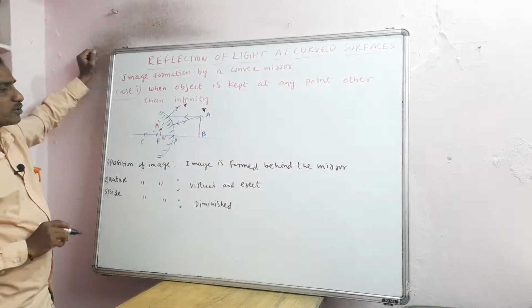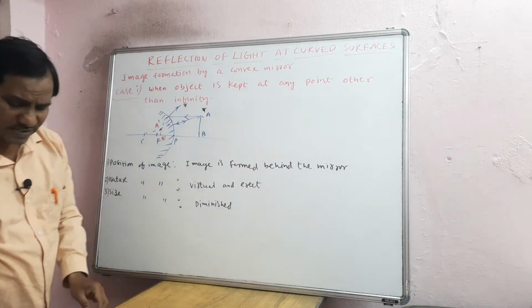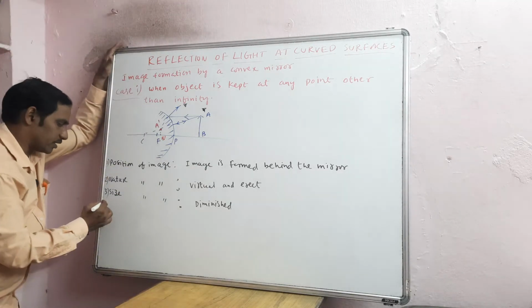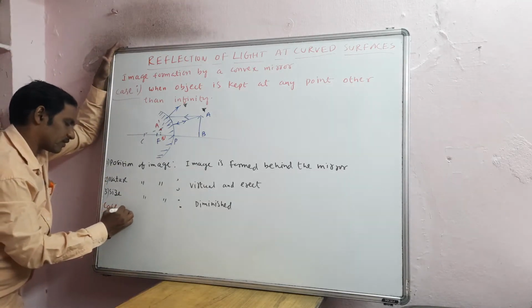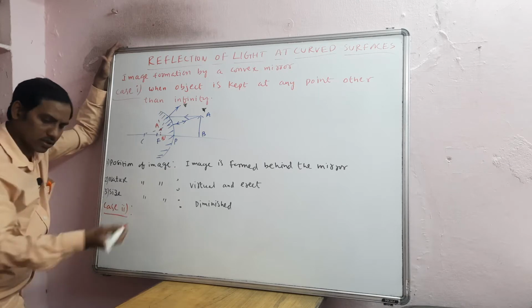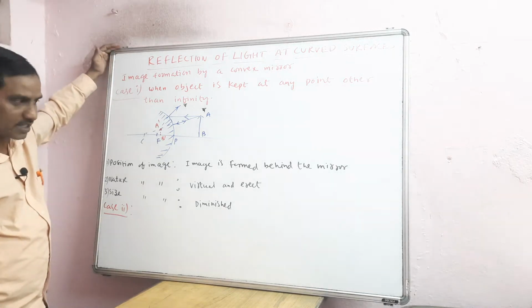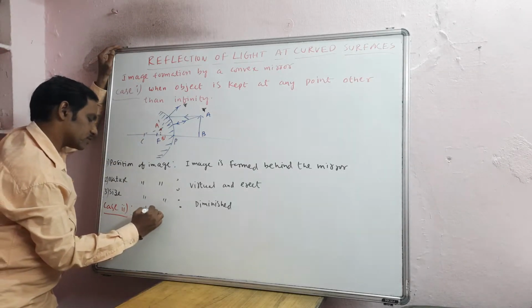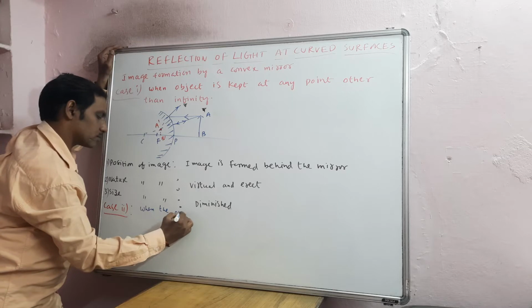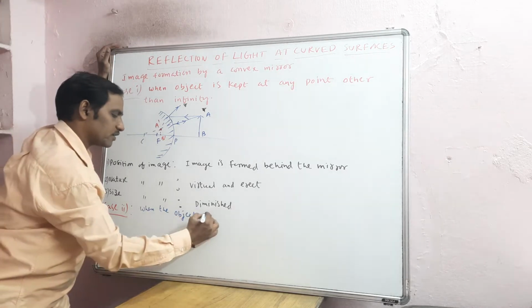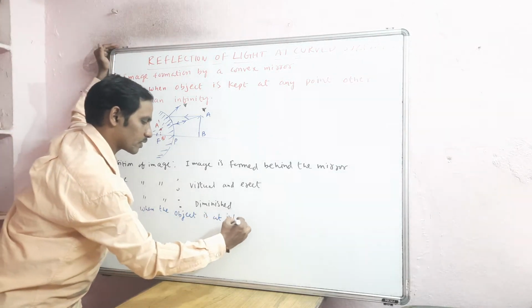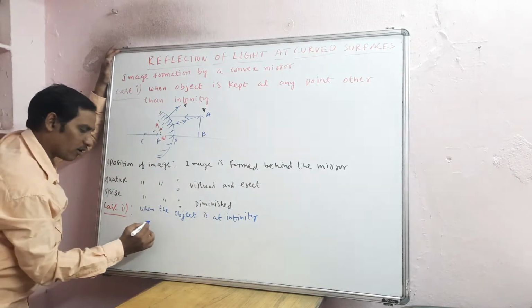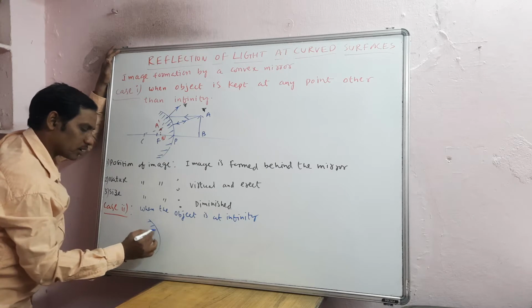Now coming to the next. When the object is at infinity, actually this second case is not given in the Telangana syllabus, but generally you should know it, I am saying this for conceptual understanding. When the object is at infinity, the image is generally point sized, or you can say highly diminished.